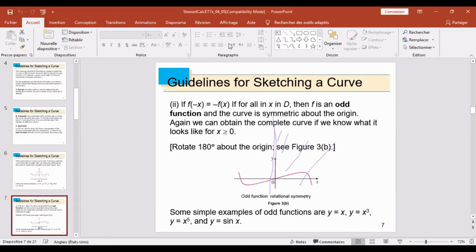If we have an odd function, we can also conclude the left side thanks to the right side. Odd function means f of minus x equals negative f of x, like sine, like x, like x to the 3. In this case we have a symmetry related to the origin. That means your graph is symmetric related to the origin, like x, x to the 3, x to the 5, sine x, and so on.